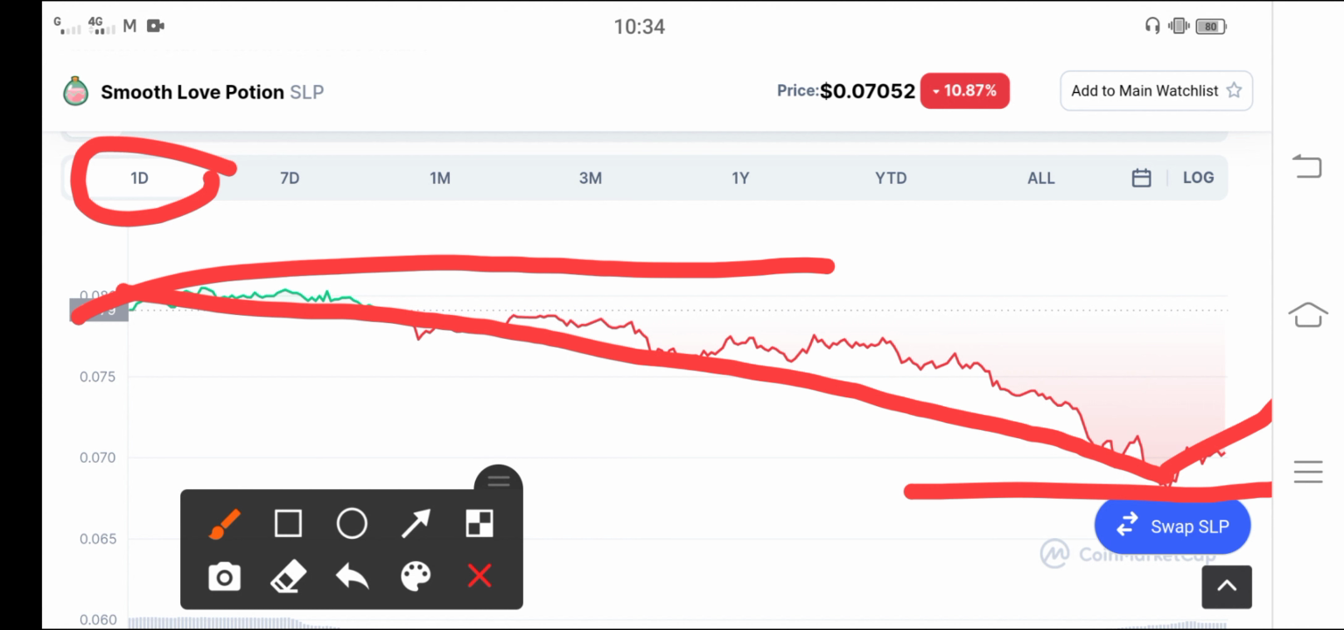Now when it strikes the support line, it bounces up, and in the current situation you can see the price is in pumping mode, but the change is negative, guys. Very soon, if it continues to jump like that, the change will become positive, and if the change becomes positive, then obviously you get profit, guys.